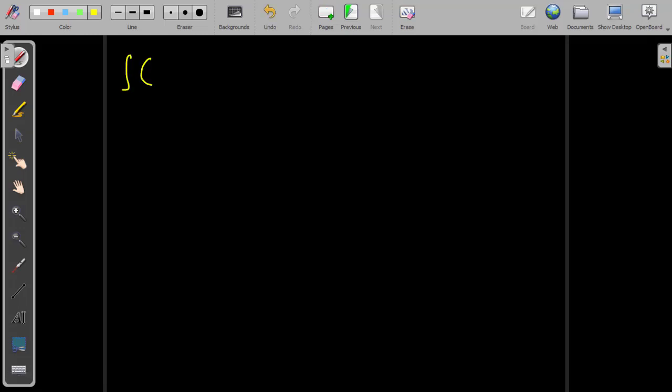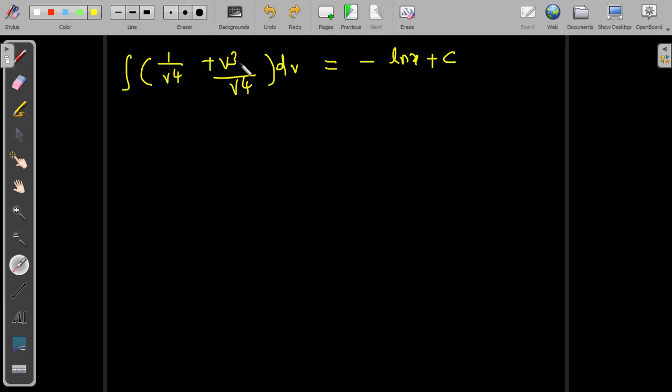So I will separate the integrand: the integral of 1 plus v to the power of 3 divided by v to the power of 4 dv equals, on the right side, the integral of 1 by x, which is ln x plus a logarithmic constant c, or only c. How have I separated this one, 1 by v to the power 4 and v to the power 3 by v to the power 4? Just a simple basic idea is applied: a plus b over c can be written as a by c plus b by c. Apply this basic rule.